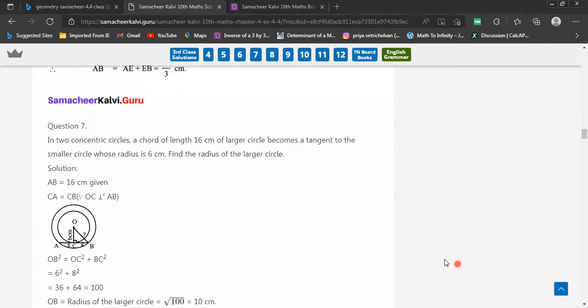We'll move on to the next question. It's question number 7. In two concentric circles, a chord of length 16 centimeter of the larger circle becomes a tangent to the smaller circle, whose radius is 6 centimeter. Find the radius of the larger circle. This is also a simple question. So try to draw a diagram with two concentric circles like this.